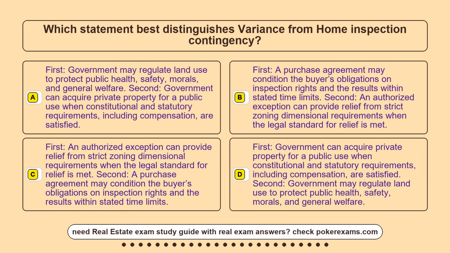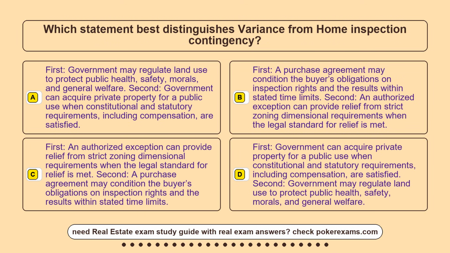Question 11. Which statement best distinguishes variance from home inspection contingency? Option A. First, government may regulate land use to protect public health, safety, morals, and general welfare. Second, government can acquire private property for a public use when constitutional and statutory requirements, including compensation, are satisfied. Option B. First, a purchase agreement may condition the buyer's obligations on inspection rights and the results within stated time limits. Second, an authorized exception can provide relief from strict zoning dimensional requirements when the legal standard for relief is met.